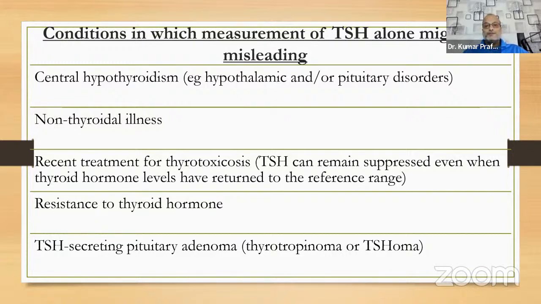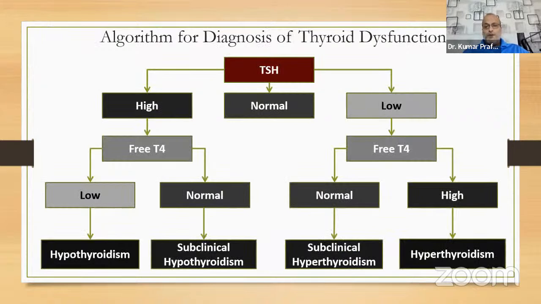thyrotoxicosis. What happens in thyrotoxicosis? Thyroid hormones are increased, and that's why TSH is suppressed. When you start treating, thyroid hormone comes to normal level before TSH comes to normal level. So TSH remains suppressed even when thyroid hormone levels have returned to the reference ranges. So these are the conditions where TSH alone may not be helpful.